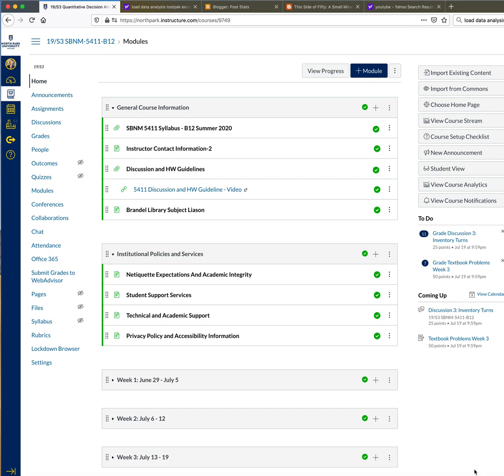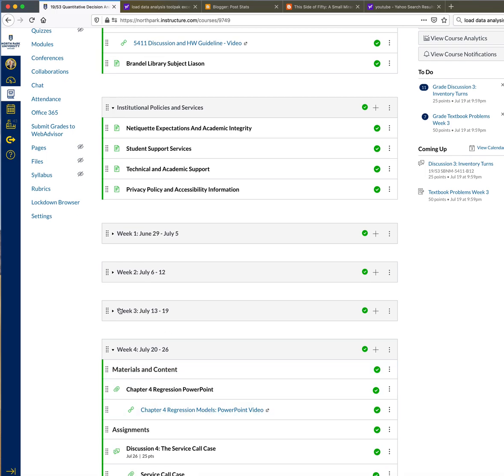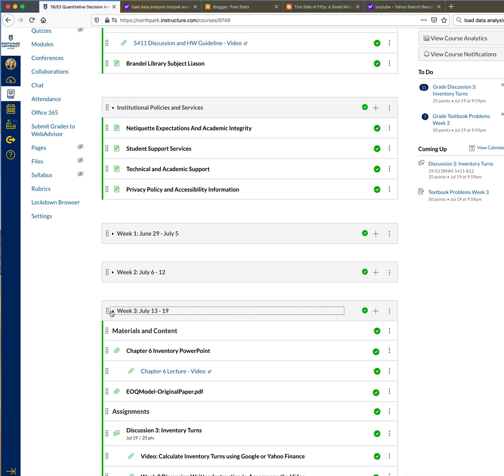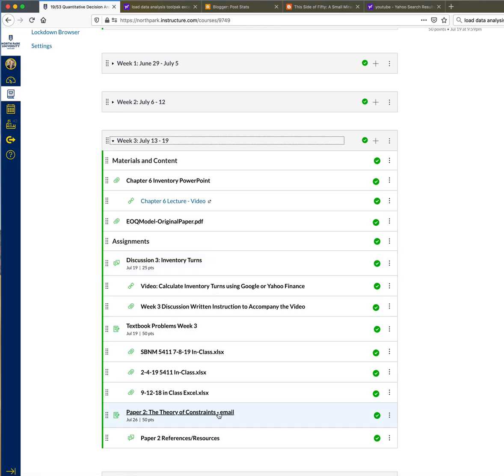I want to talk about the transition from week 3 to week 4. And again, I'm always astonished how quickly this course can go. We're already in week 4. We have this theories of constraint paper due on the 26th.